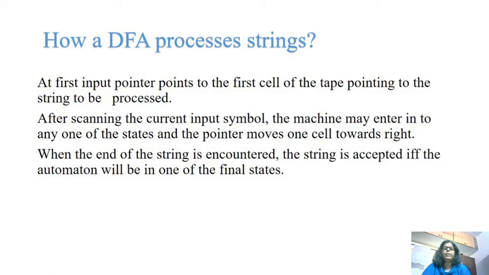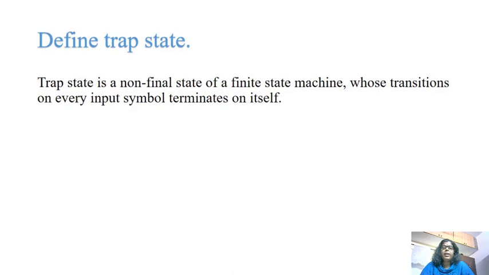When the end of the string is encountered, the string is accepted if and only if the automaton is in one of the final states. Finally, it should be in one of the final states. Then we call the string accepted. If the string moves the automaton from the start state to a final state, then we call the string accepted by the automaton. Okay. So, next, define trap state.